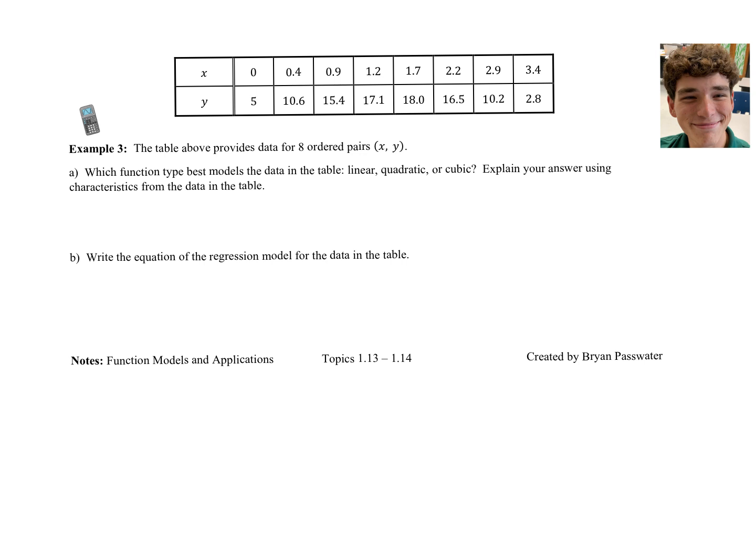The table above provides data for 8 ordered pairs, x and y. Which function type best models the data in the table: linear, quadratic, or cubic? Explain your answer using characteristics from the data in the table. All right, cool. Is it linear?